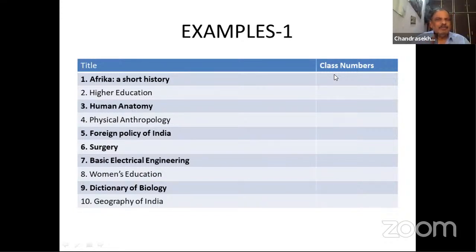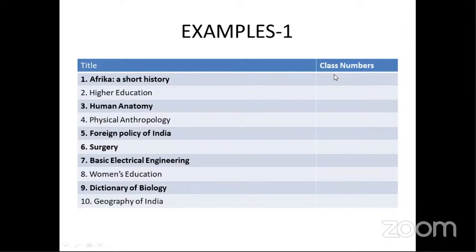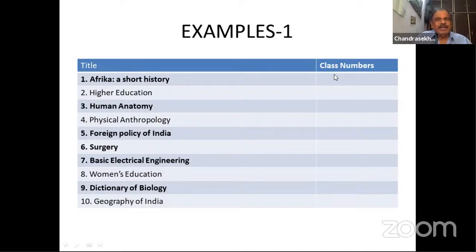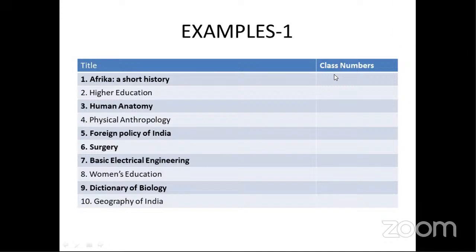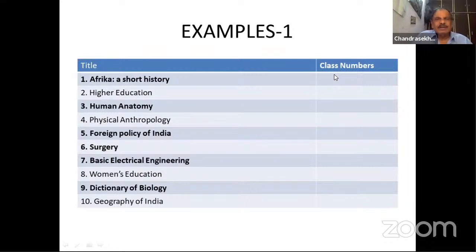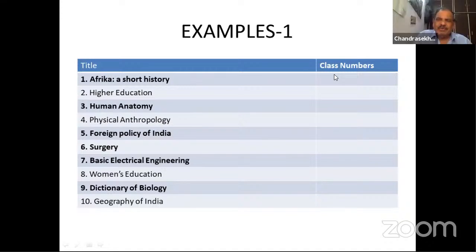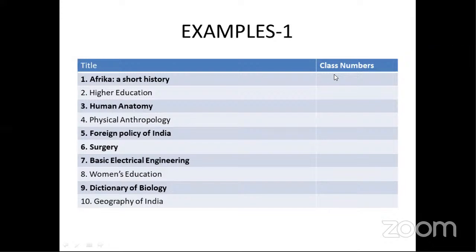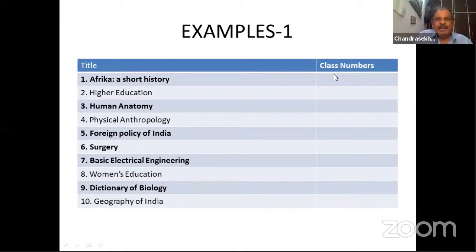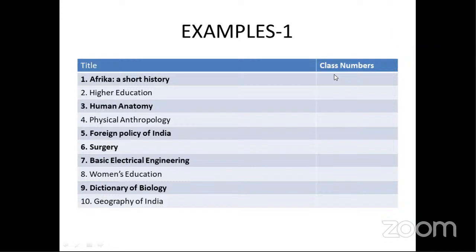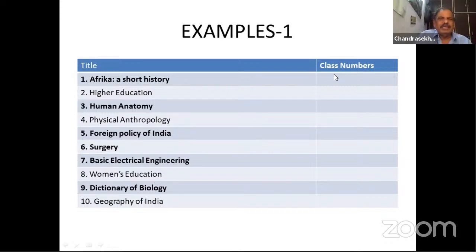Again, repeating for you, mostly in interviews they also ask the same question: what is the number for human anatomy? Most students say 20 or 611. It should be 611. Assume there is a decimal point before every Dewey Decimal number.